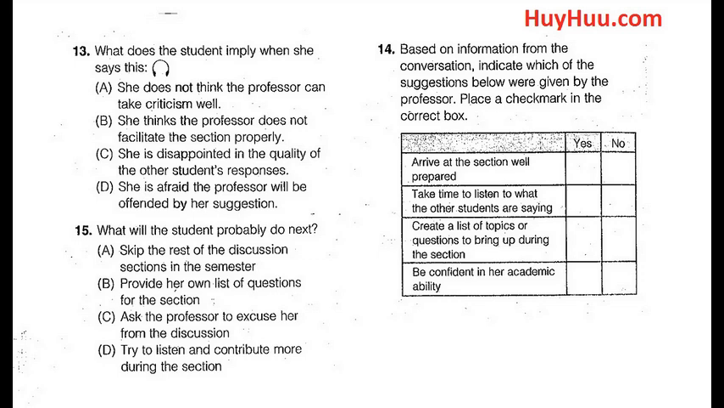13. What does the student imply when she says this? No, it's not that at all. Well, can I maybe give you a suggestion?